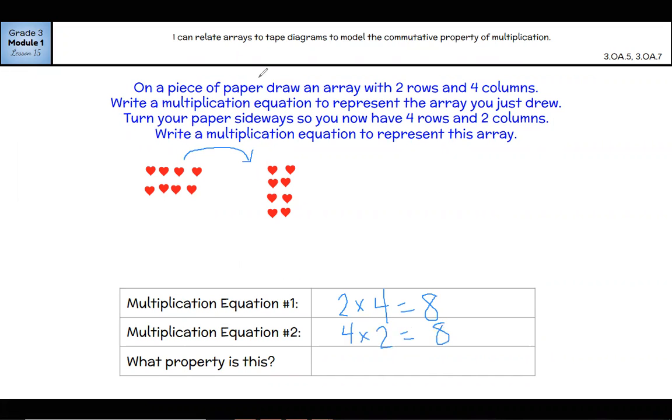So the question is, what property is this? And the property is the one that we talked about in the beginning. It's called the commutative property, and it says that these 2 factors can be flipped and you will still get the same answer. So 2 times 4 is the same as 4 times 2.